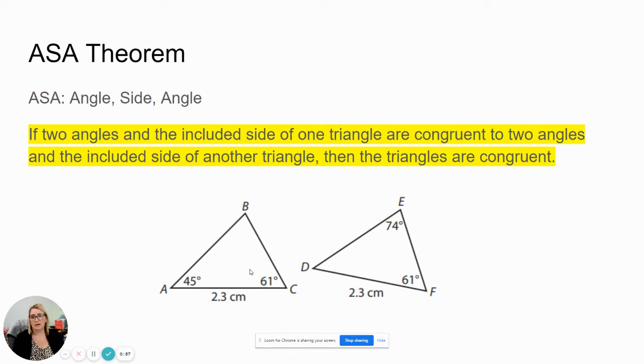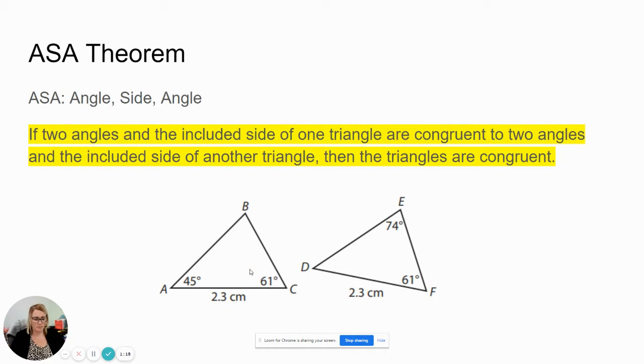The rule for this one says, if two angles and the included side, which means the side between them, of one triangle are congruent to two angles and the included side of the other triangle, then the triangles are congruent. So this right here shows you a perfect example, okay?